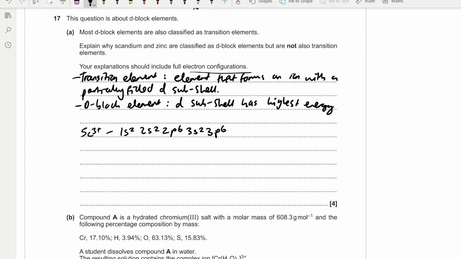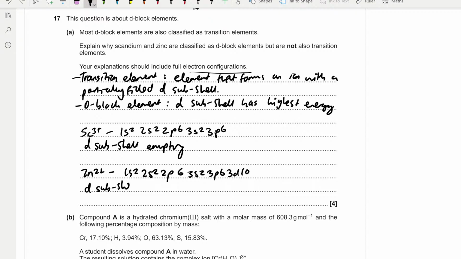So D subshell is empty. And then Zn2+, 1s2, 2s2, 2p6, 3s2, 3p6, 3d10. And the D subshell is full, or not partially filled.